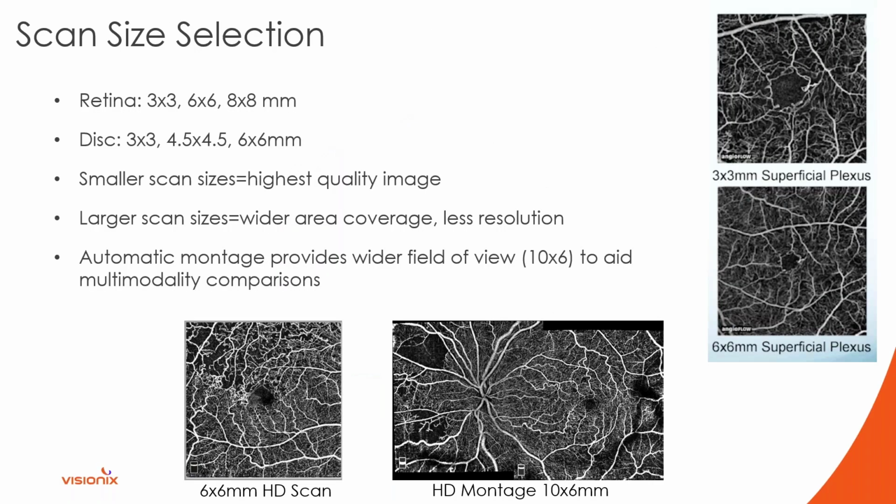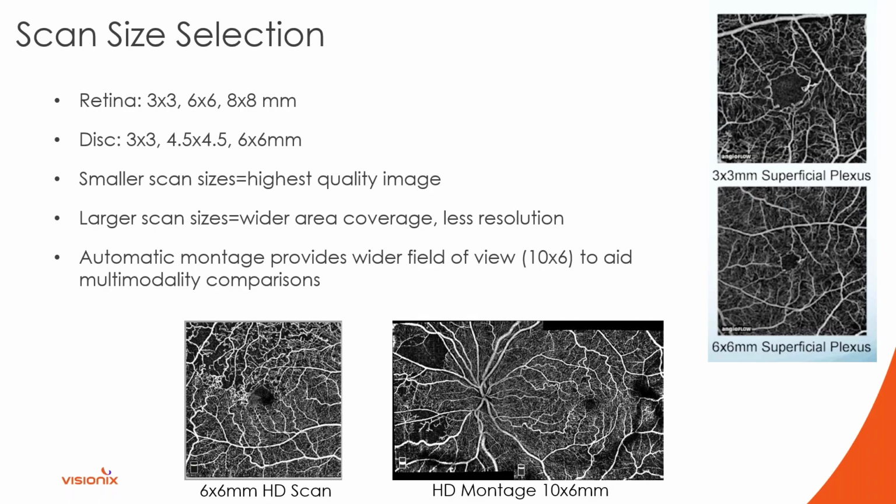So when you sit the patient down behind the machine, you're going to have choices, right? You're going to decide, what do I want to image? When you're imaging the retina, we have three choices. We have a 3x3 scan, a 6x6, or an 8x8. What that essentially means is that a 3x3 is 3 millimeters horizontal, 3 millimeters vertical. 6x6 again is the same, 8x8 is bigger.